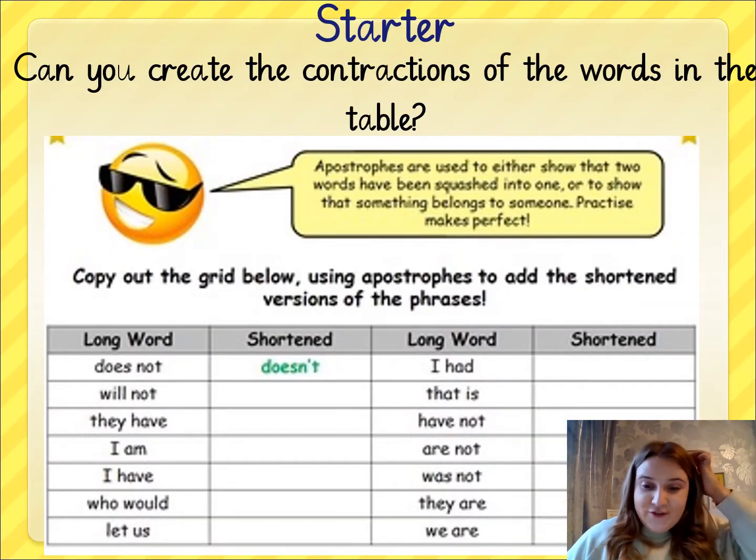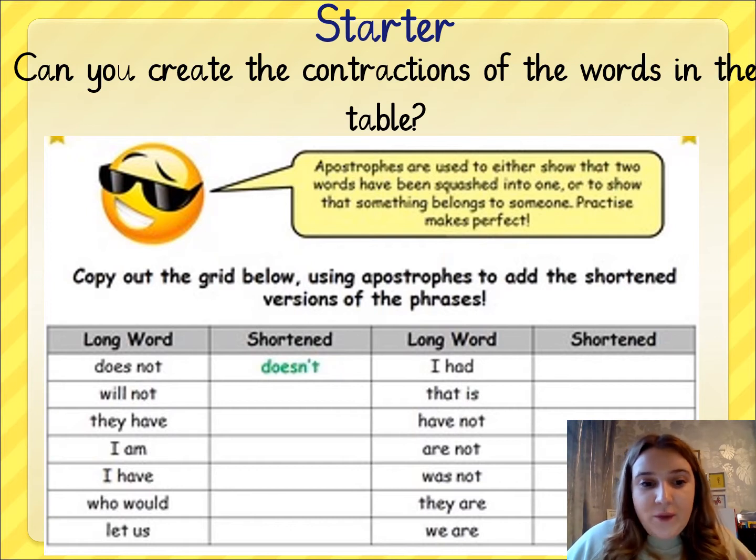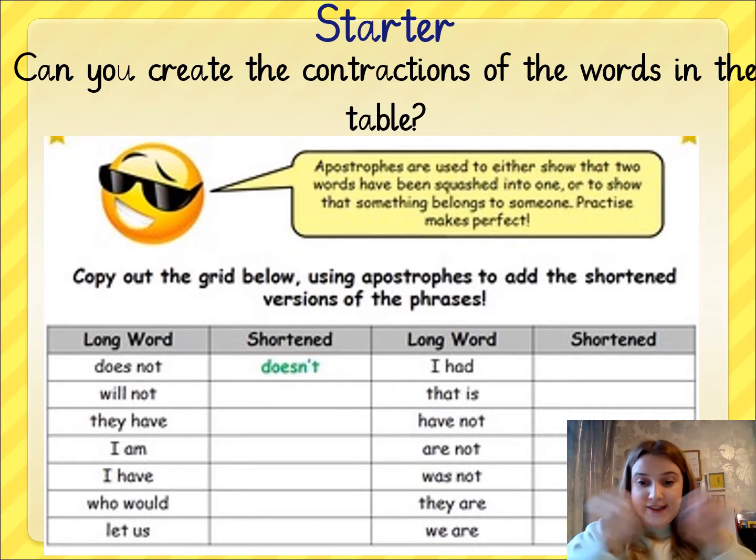Here is your starter for English this morning. Now, what I would like you to do is look at the words in the table and I'd like you to make them into their contracted form. So from their long word into their short word, from their long form into their contracted form. There's one on the screen that's already been done for you.